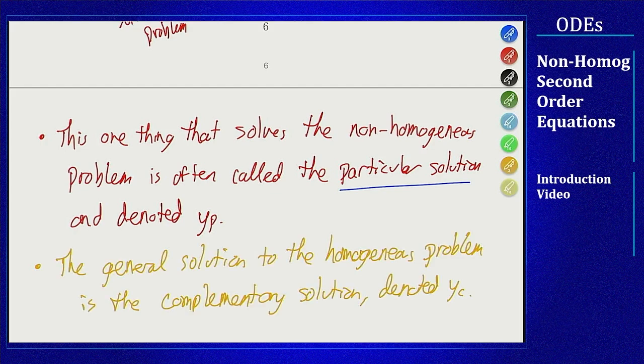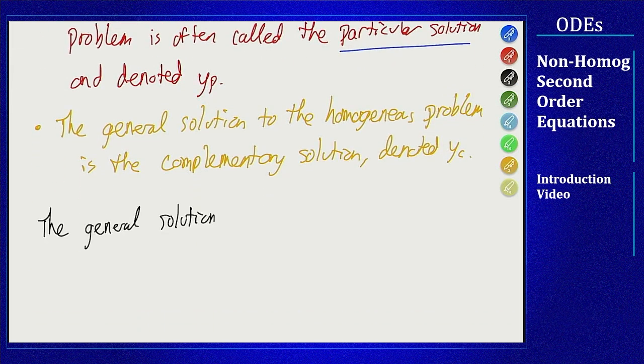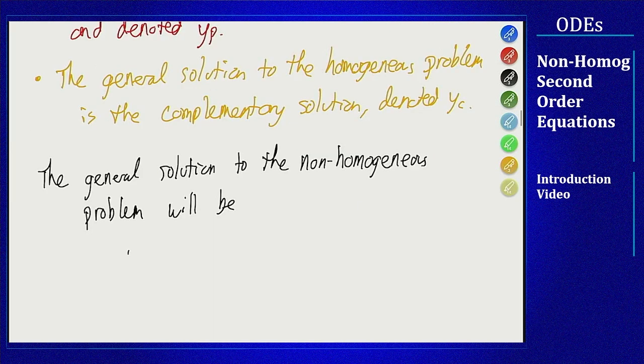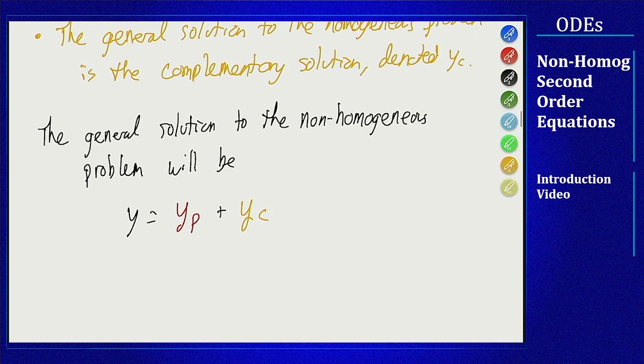What this leads us to is that we only need to find one thing, this y sub p, that solves the non-homogeneous problem. Once we do that, the general solution to any linear non-homogeneous second order problem will be y equals that yp plus yc, my complementary solution, or writing that out in more detail, it will be yp plus c1y1 plus c2y2, where the y1 and y2 are the linearly independent solutions of the homogeneous problem.